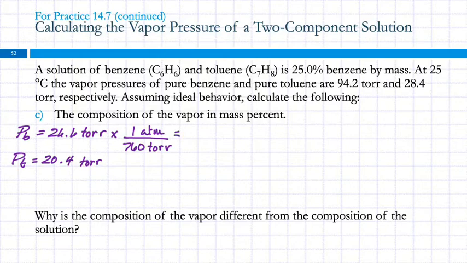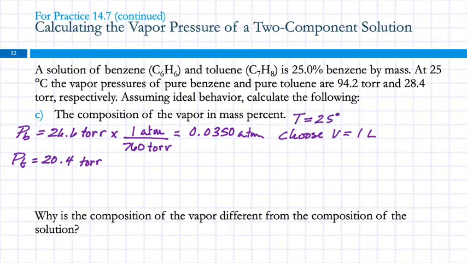26.6. And yeah, we should go back to the unrounded ones, but it's the day before Thanksgiving. We're not going to do it. 0.035. It does have 3 sig figs, though. Atmospheres. And we're going to choose volume equals 1 liter. The temperature is 25 degrees Celsius, which is 298 Kelvin.